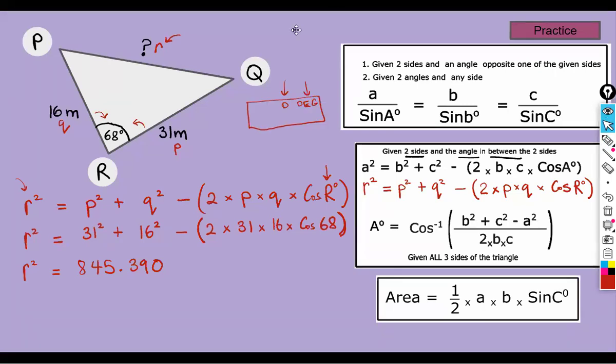We are not finished with the question, because the question asks us to find what? r. This question gave us the value of r squared. So if we want to find r alone, we throw across the squared. And in maths, when you throw across squared, you get the opposite, right? Square root. Clear your calculator, press square root, and type in exactly 845.39. Right?